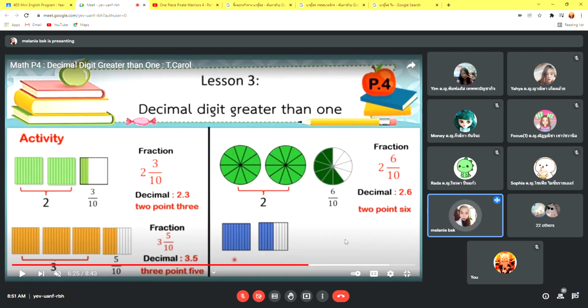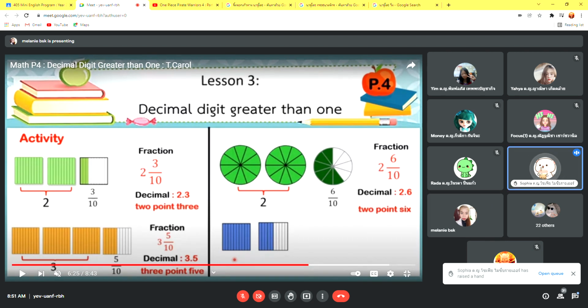Okay, so how are you going to say this one in fraction? How are you going to say this one in fraction, children? Anybody? Anybody? Sophia, go on. 1 and 5/10. Okay, 1 and 5/10. Okay, great job, Sophia.